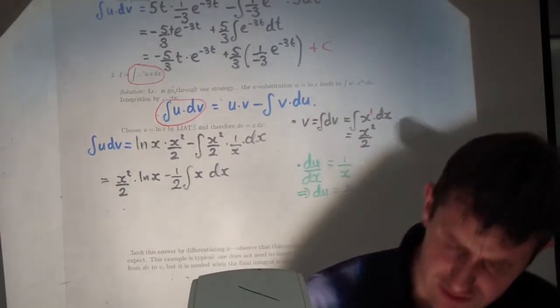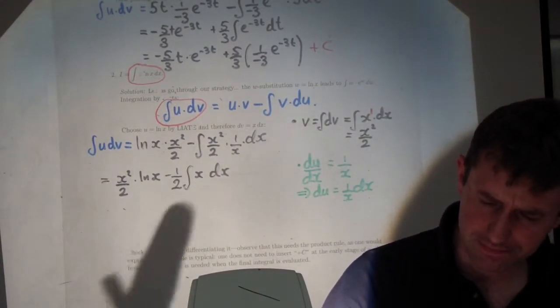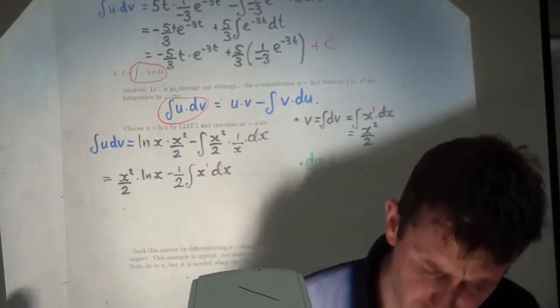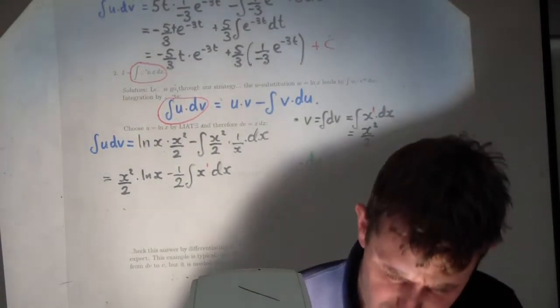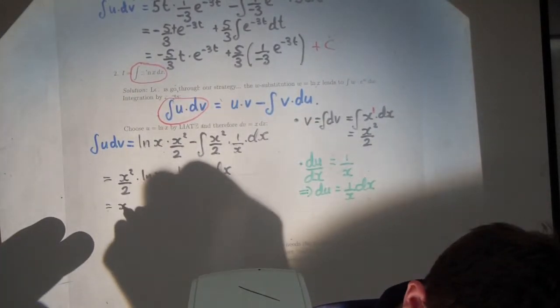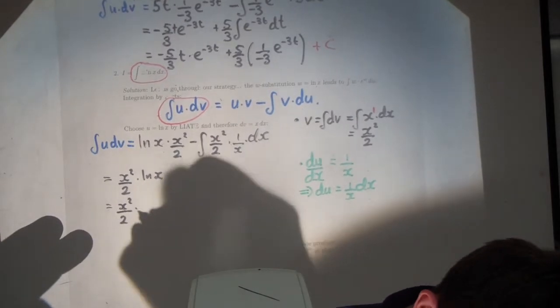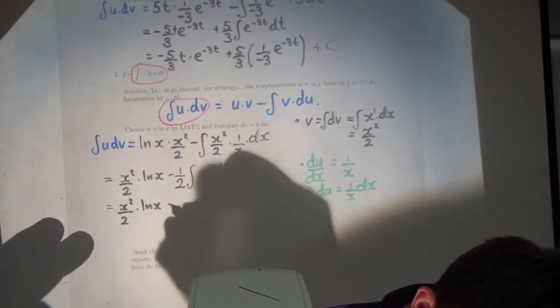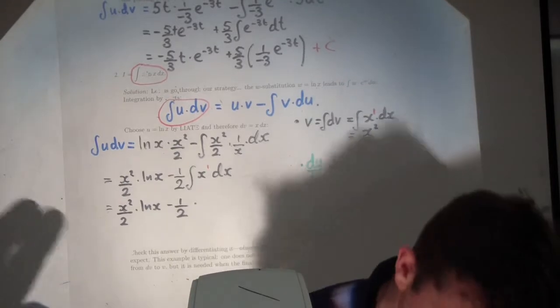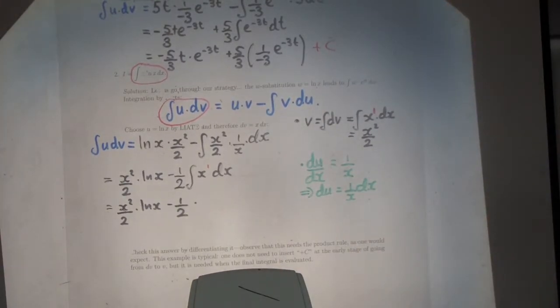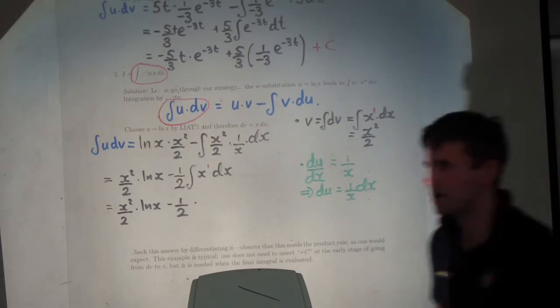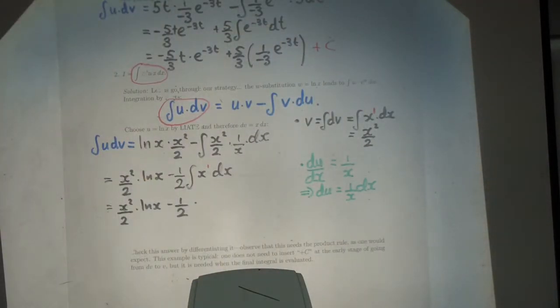And then as we saw over there, that is in the tables because it's x to the 1. And so we have x squared over 2 times log of x, fix the minus a half. And what is the antiderivative of x to the 1? x squared over 2. So x to the 1 plus 1, which is x to the 2 over 2.